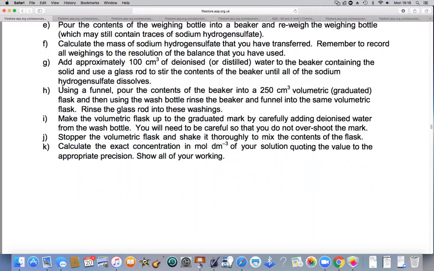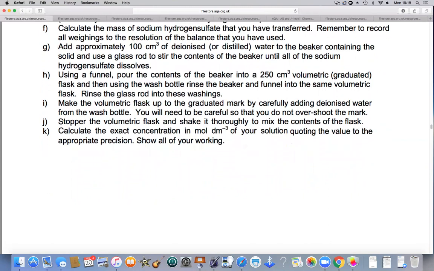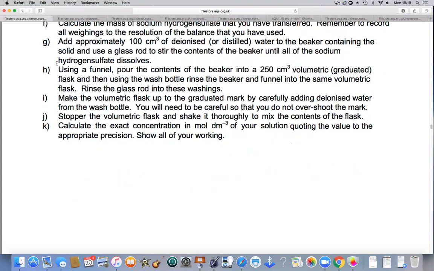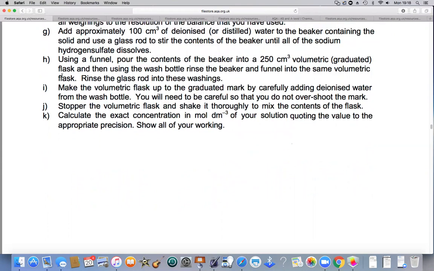Okay, so if we go to point G, you've just talked about this. You want to make sure it's all dissolved, and then you transfer the beaker to your volumetric flask. Use a funnel, of course, so that you don't run the risk of spilling any of your compound. And then you use your distilled water wash bottle, rinse the beaker, rinse the funnel, make sure all the washings go in, rinse the glass rod as well. You've used that to stir the solution and to make sure it's all dissolved. Make sure you wash everything with plenty of water.